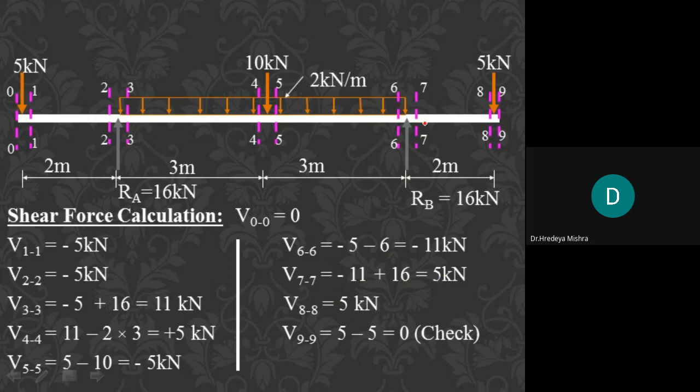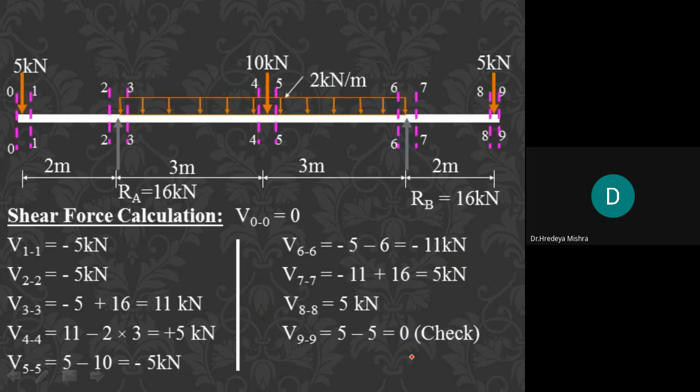From 7-7 to 8-8 no additional force is applied, so the same value carries forward to the 8-8 position, that is 5 kilonewton. Now at 9-9, a 5 kilonewton downward force is applied, so 5 minus 5 is 0. So the equilibrium condition is checked for the shear force, and at all the points we get the shear force values.